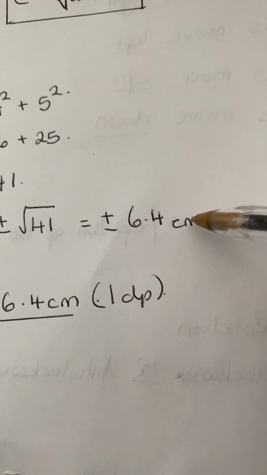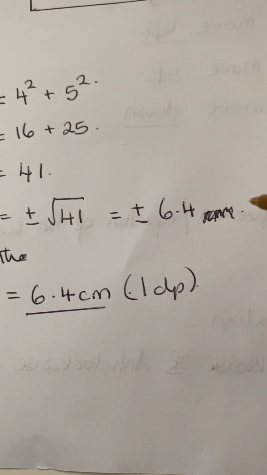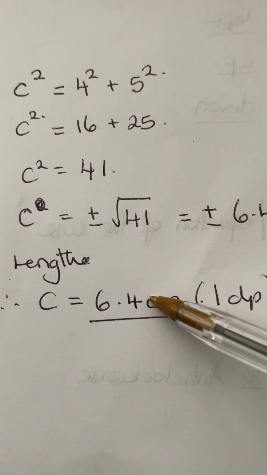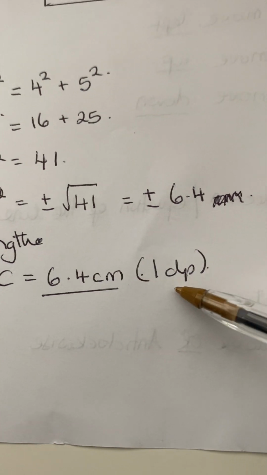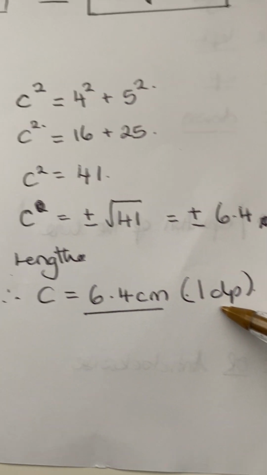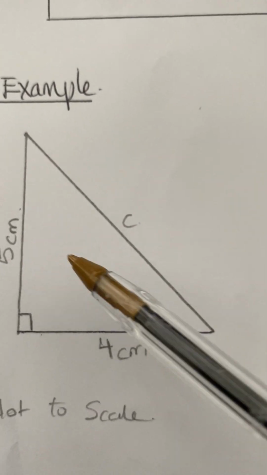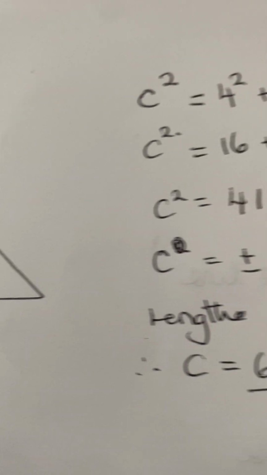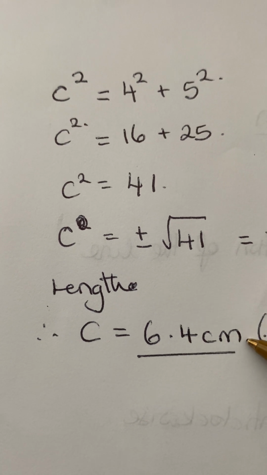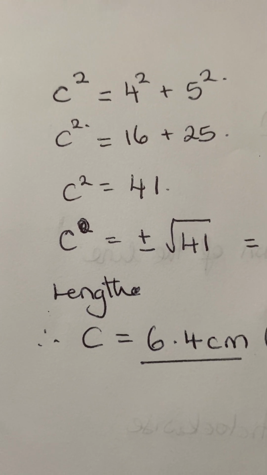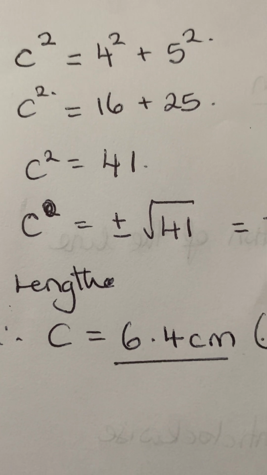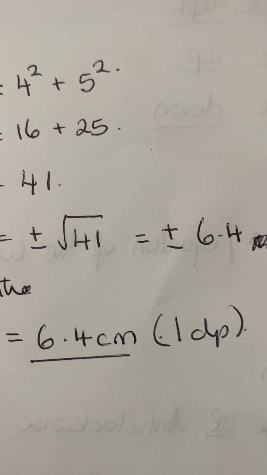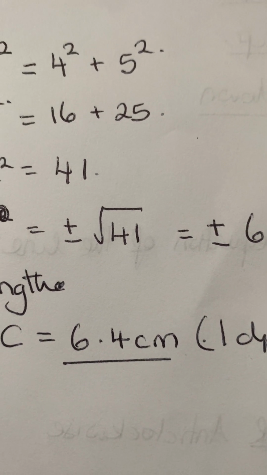So we are going to choose the positive 6.4 centimeters, and this is to 1 decimal place because they've given us units in centimeters. So our answer here is 6.4 centimeters. They can ask you to leave the answer as the nearest whole number or to 2 decimal places. I've not been told anything, so I left my answer in 1 decimal place.